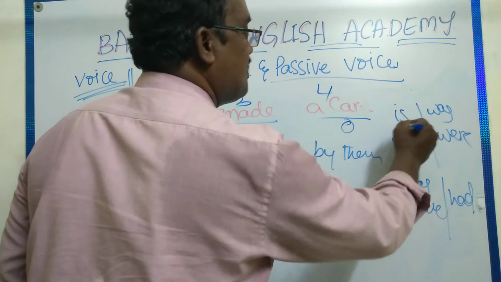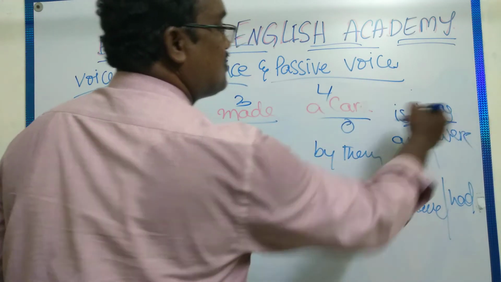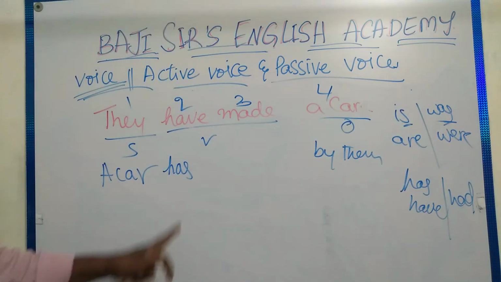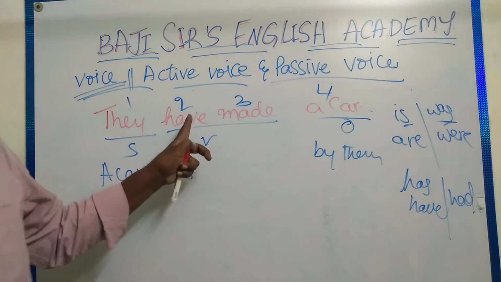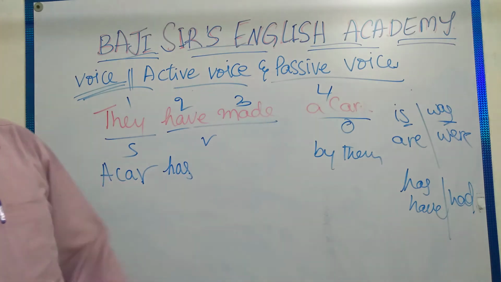So present tense means what? Is there, singular. Past tense, also singular, means what? Was there. Yes, is there. That is all we have to understand. After have form, we always have to write V3.